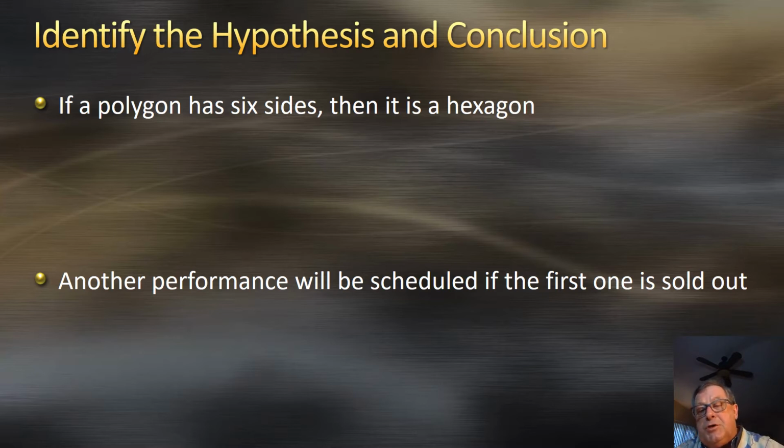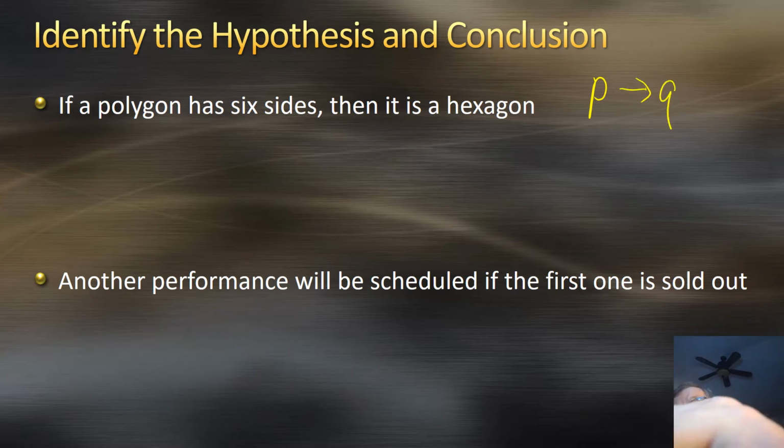Oftentimes we use symbols for this, and these symbols go like this: if P, then Q. P is the hypothesis, and Q is the conclusion. And then, of course, we have to assess the truth value of those statements. We'll get into that in a moment, but right now, we're going to focus on identifying the hypothesis and also the conclusion.